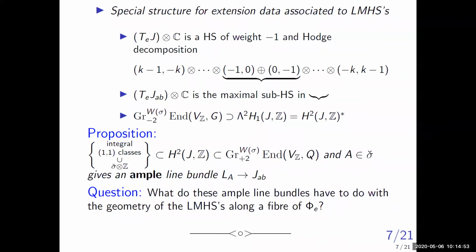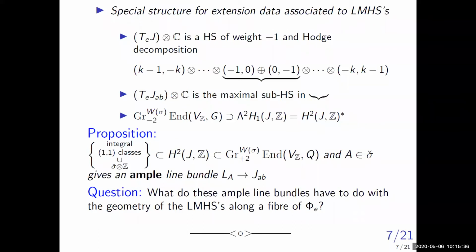And the tangent space to J has a subcompact torus corresponding to the maximal sub-Hodge structure whose tangent space is in the middle part. So it's like an intermediate Jacobian where you look at the stuff that's right next to the middle in the Hodge decomposition, and that gives you a compact subtorus. So this compact subtorus has the very special property of being an abelian variety.